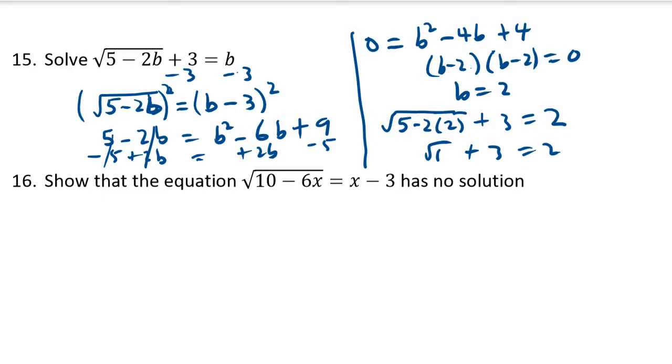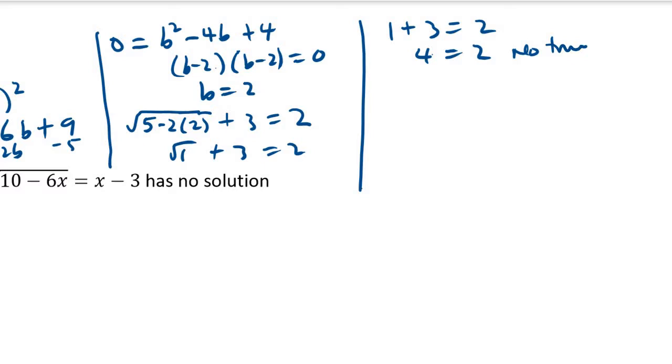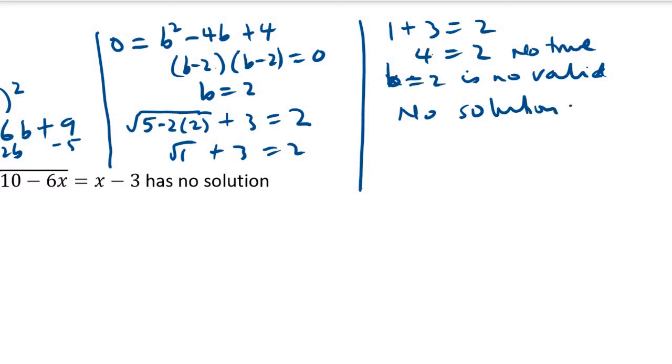I'm almost done. The square root of 1 is 1. 1 plus 3 equals 2, so 4 equals 2. That is not correct. This is not true. So b equals 2 is not valid. That means that there is no solution to this problem, okay? There is no solution is the answer.